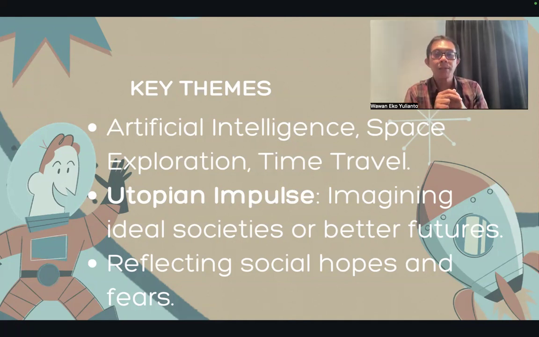And the third theme is reflection on social hopes or fears. Like today, we use natural resources so much that we are afraid of a future where we don't have any more resources. Like in Wall-E, the world is not livable anymore because we have taken all of the resources. Or our fear if we keep sending satellites into the orbit. In Wall-E, we can see the orbit filled with trash, with so many satellites. So these are common themes in science fiction.